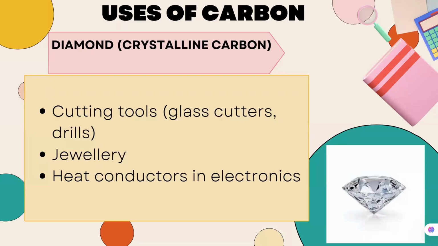Diamonds are crystalline carbon. We can use diamonds for cutting tools. We can use diamonds as glass cutters or drills. We can use diamonds to make jewelry, and diamonds can also be used as heat conductors in electronics. So we can also see a picture of how diamonds look. We can see that they are shiny and they have a definite shape, like a hexagon-ish shape.